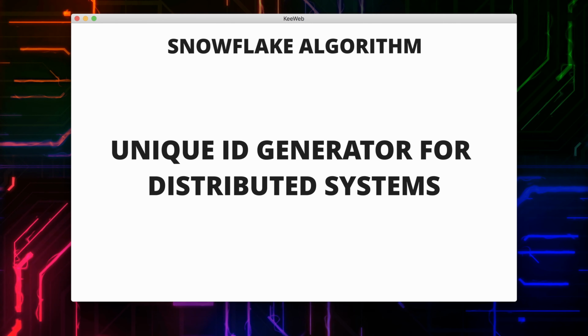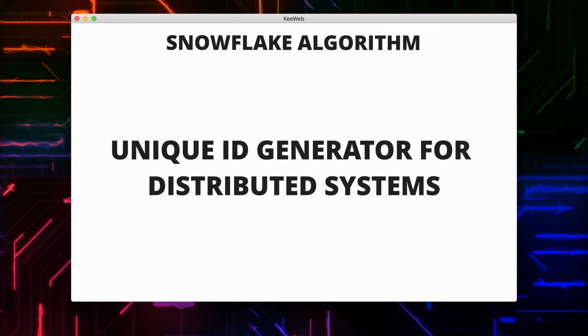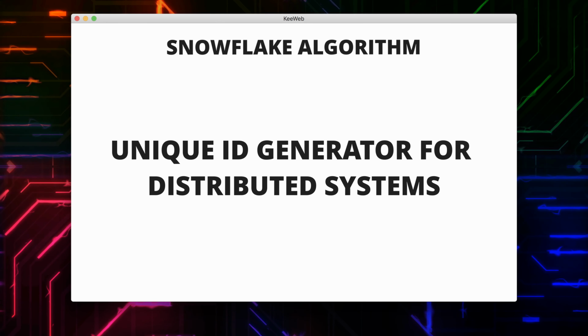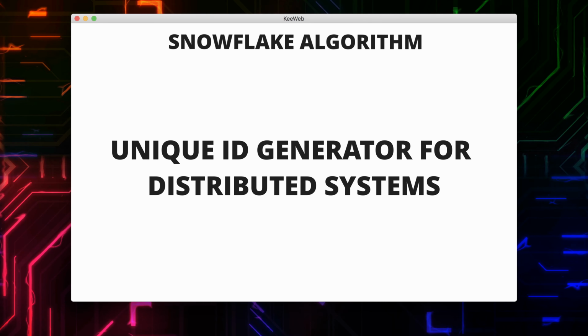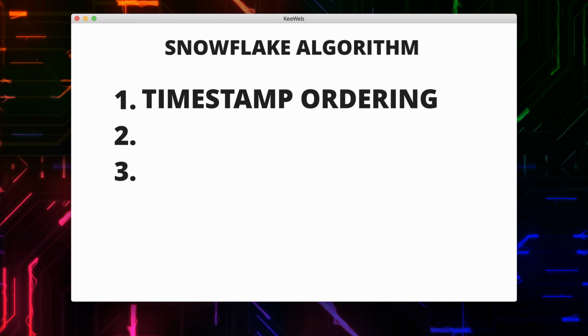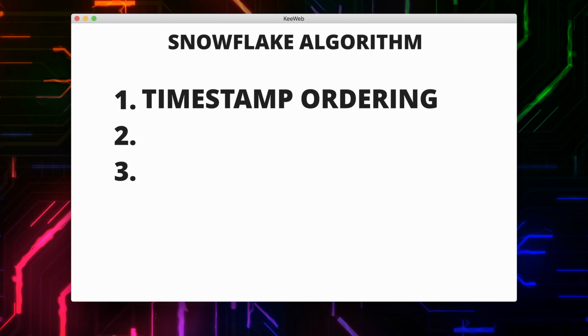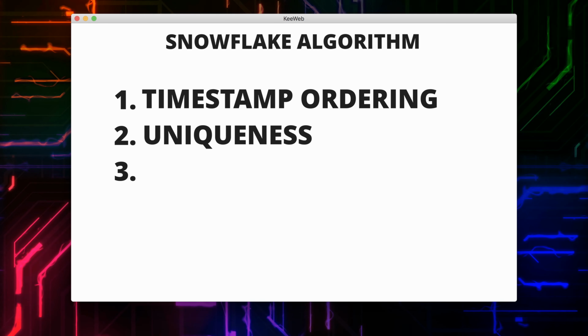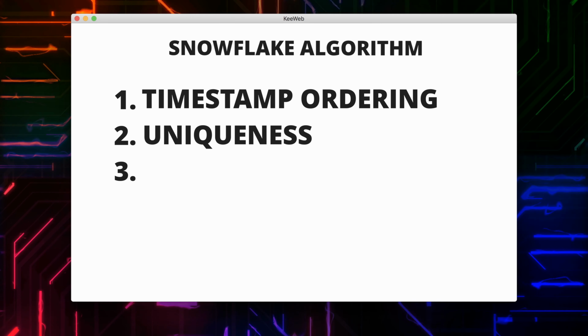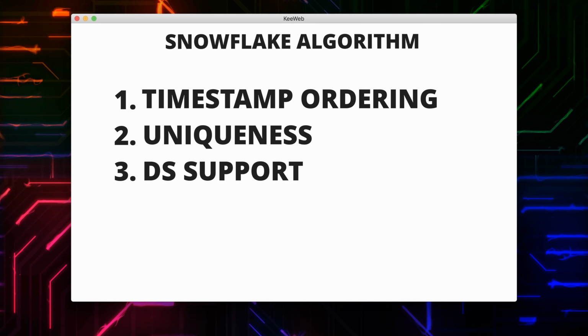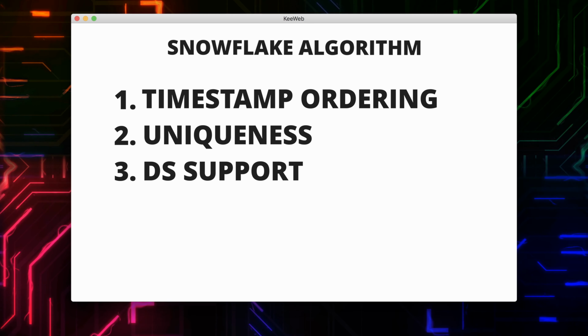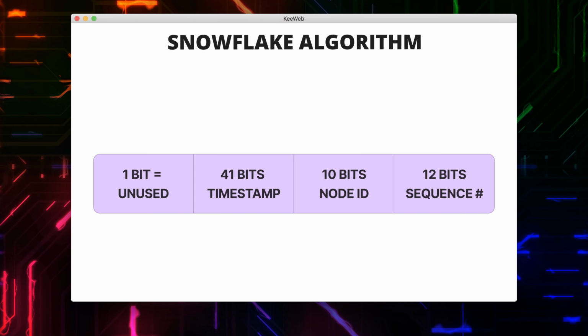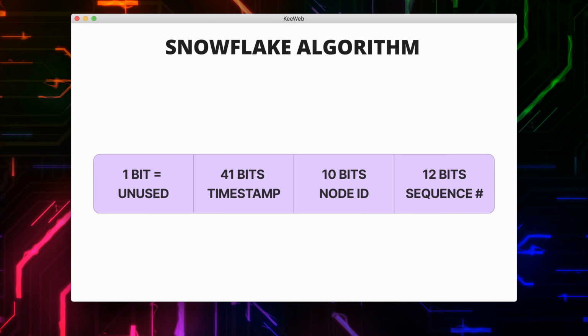The Twitter Snowflake algorithm is a unique ID generator designed for distributed systems to generate unique IDs with the following characteristics. Timestamp ordering. IDs are roughly ordered by the time they were generated. Uniqueness. IDs are unique even in a distributed environment. Distributed system support. It is designed to work in a distributed system with multiple nodes. Here is a simple explanation of the Snowflake algorithm.